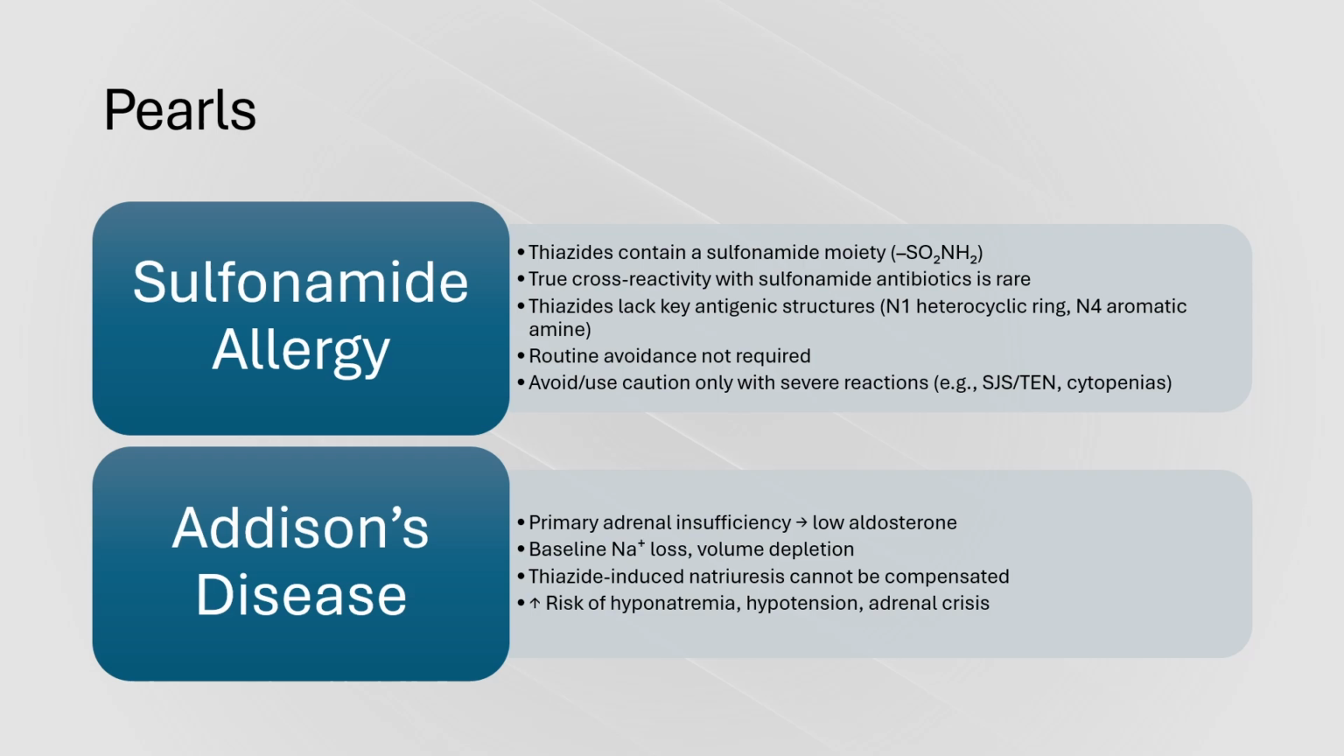Addison's disease is a chronic disorder where the adrenal glands do not produce enough cortisol and aldosterone. Loss of aldosterone leads to decreased sodium reabsorption and volume depletion. If you remember from earlier, when thiazides cause volume depletion, the RAS is activated, creating a rise in aldosterone, but this compensation fails in Addison's disease, so sodium loss continues, exacerbating hyponatremia and hypotension.